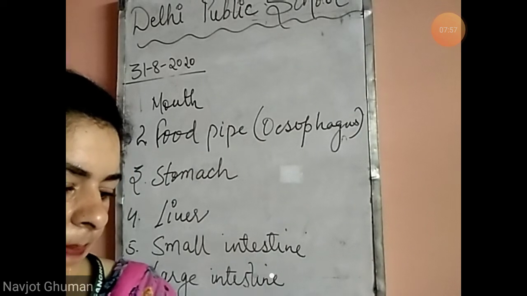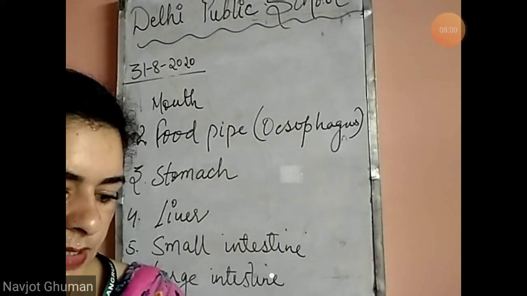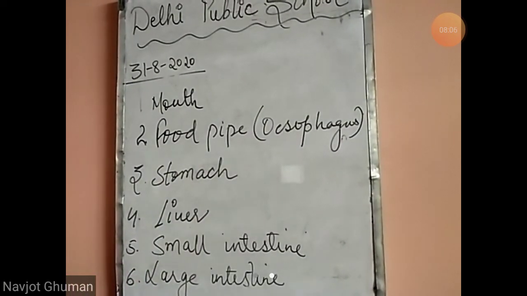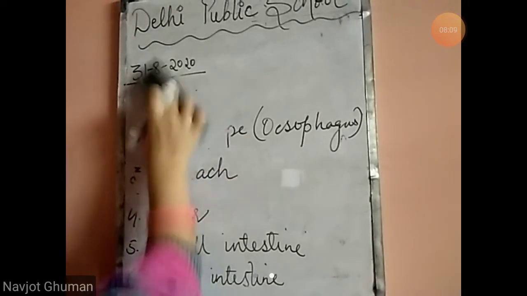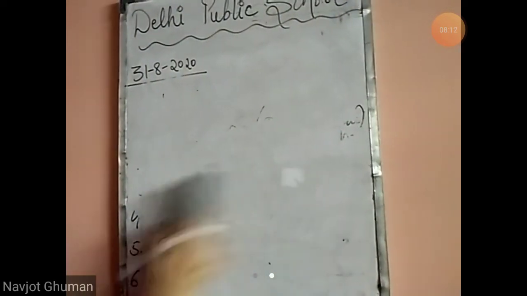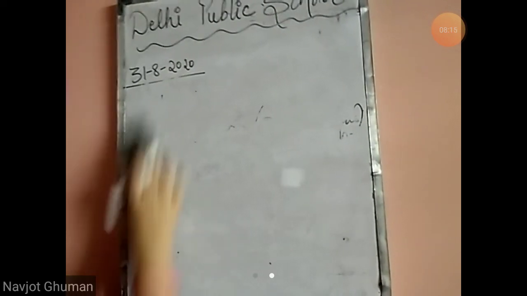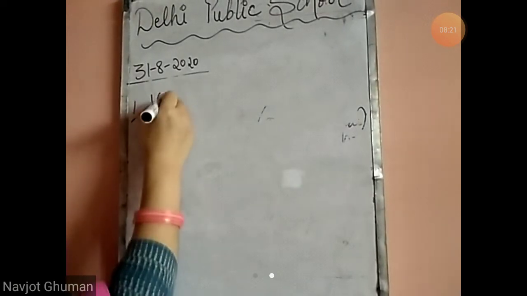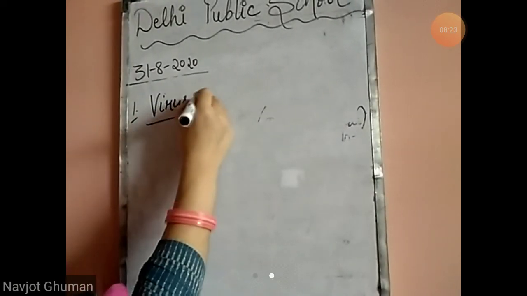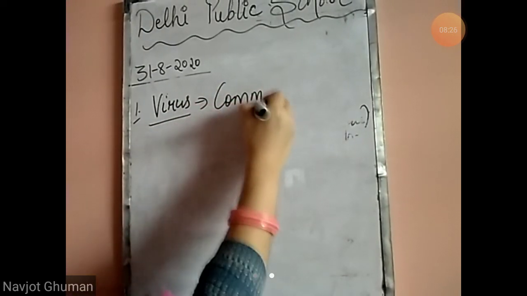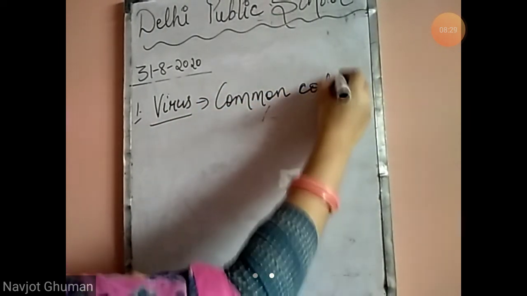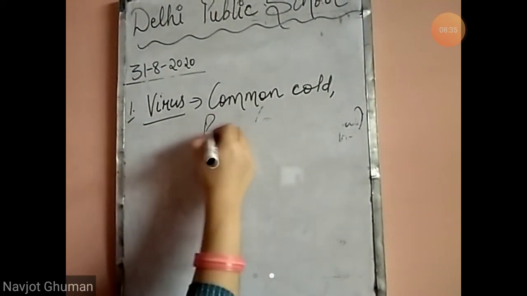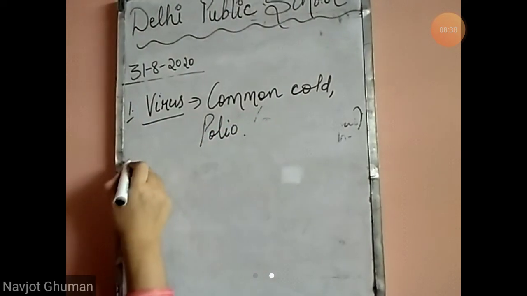Next is, name any 4 microbes and 2 diseases each of them cause. The 4 types of microbes we know: virus, bacteria, protozoa and fungi. And we have to write 2 diseases of them. Learn any simple diseases of them. First is virus. A simple disease caused by virus is the common cold. We usually have common cold these days. And second, you can write influenza or polio. Write polio, in which one of the body organs is affected.